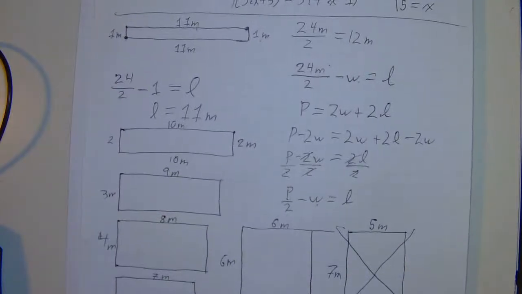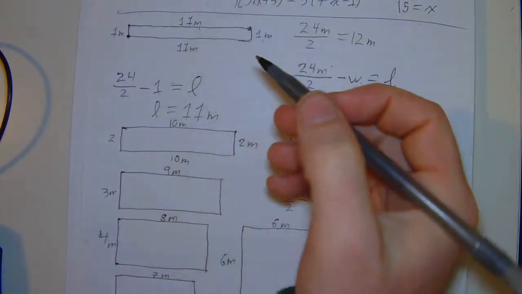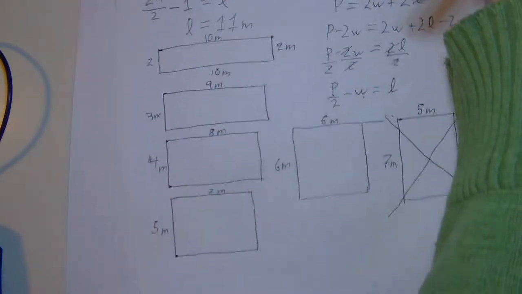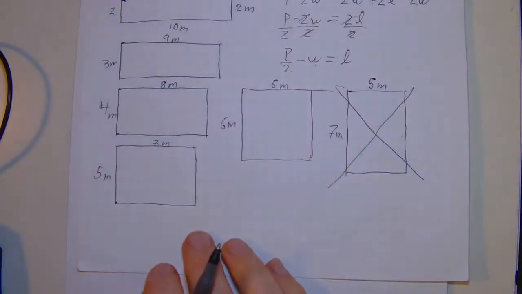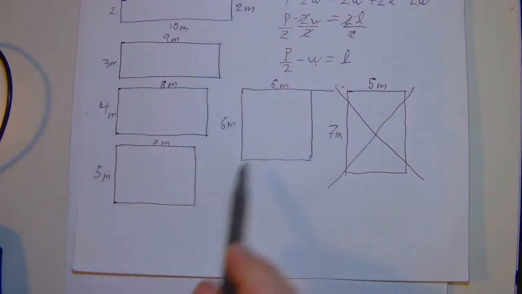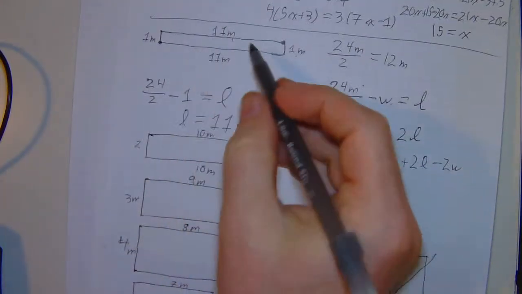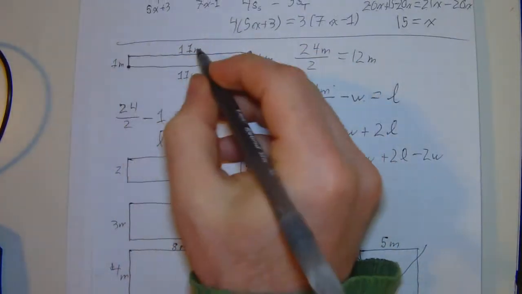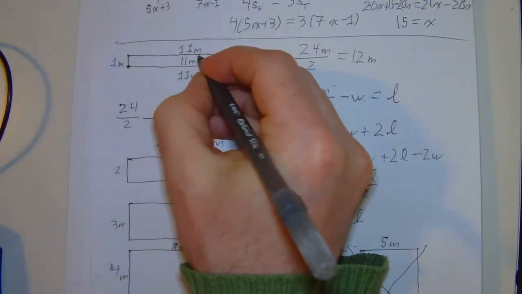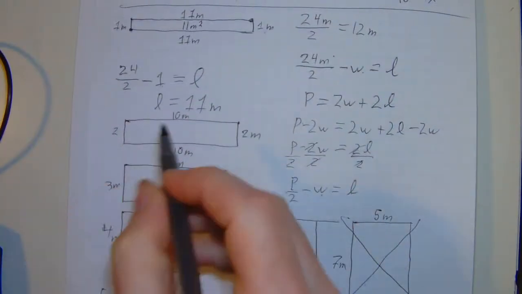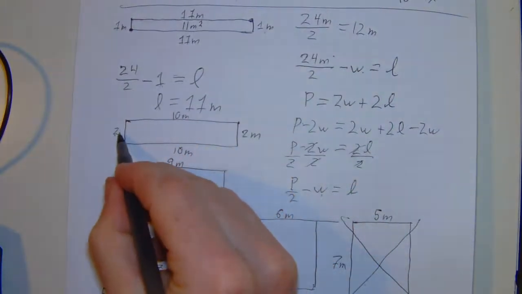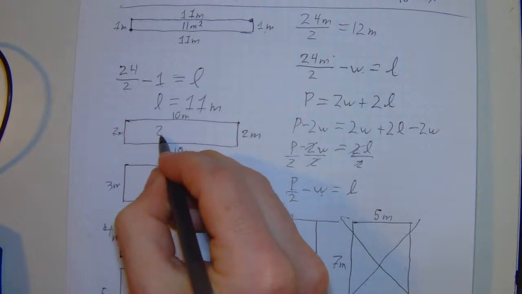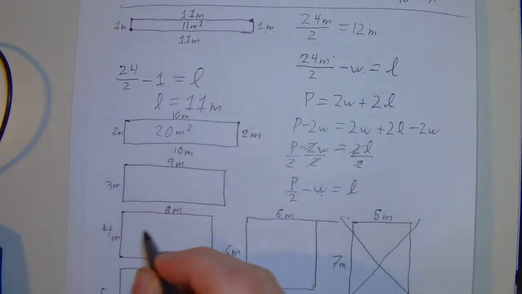Okay, so now let's go through and find the areas of these rectangles. And maybe you can kind of see visually that we're not actually going to get the same areas, right? These areas are larger than this one. So area of a rectangle is length times width, so 1 times 11. So this is 11 meters squared. This next one, length times width, 2 meters times 10 meters. That is 20 meters squared.